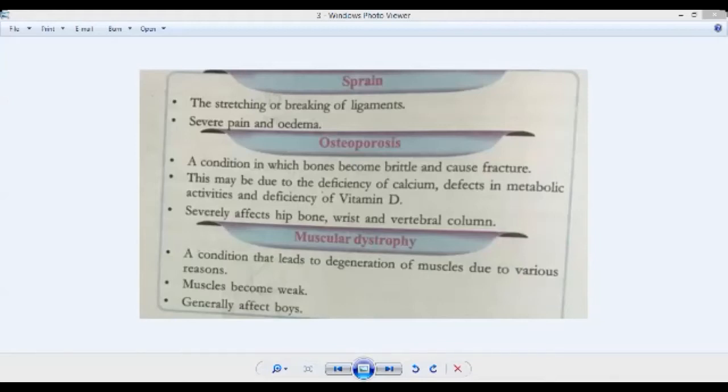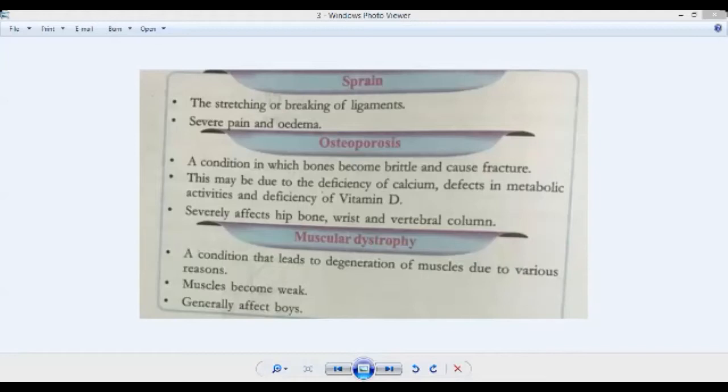Then this may be due to deficiency of calcium. Then defects in metabolic activities and deficiency of vitamin D. All these are reasons for the osteoporosis. Then it severely affects the hip bone, wrist, and vertebral column.